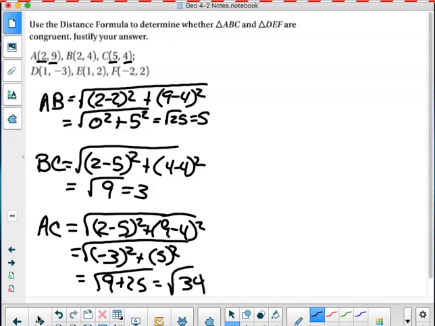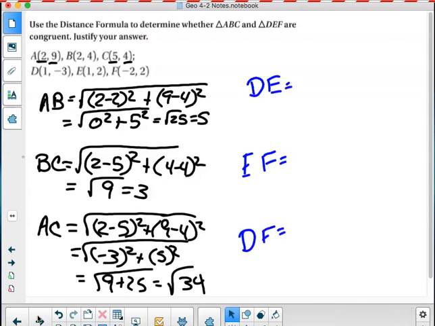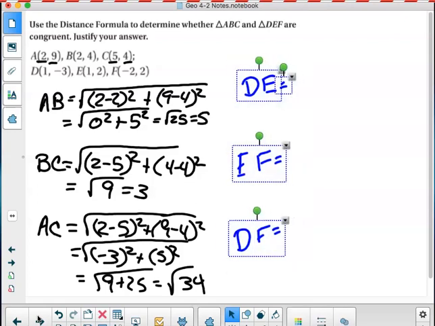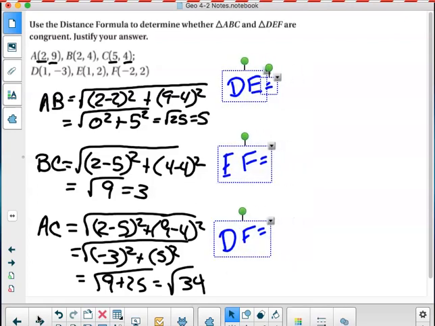Now, I'm fully aware I can plop that into a calculator, but what's my purpose here? I want to find out if the lengths have the same value, and whether I put it in the calculator and do the square root of 34, or if I leave it as the square root of 34, I would know, right? So I'm just going to go and find the lengths of the other triangle. The other triangle? Yeah, I got to go DE, EF, and DF in a similar fashion. And I'm just asking you all to do this one on your own. Go ahead and get it done.